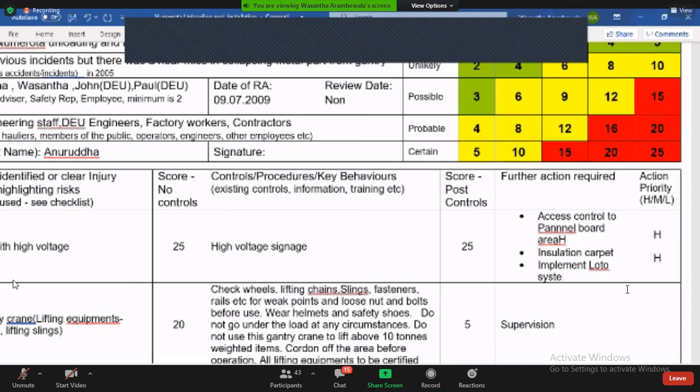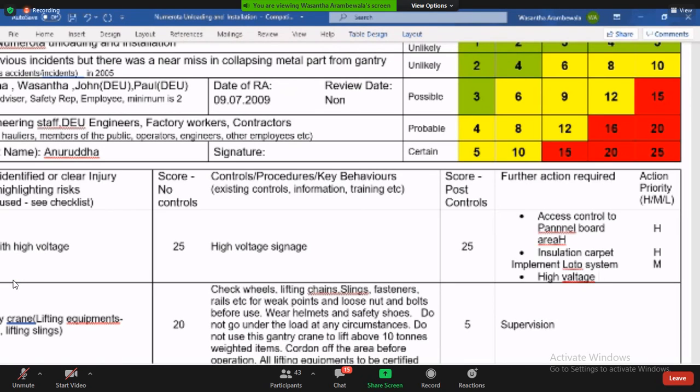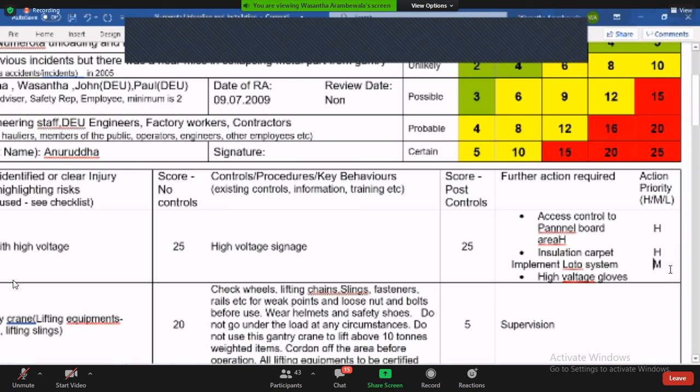Yeah, that's a good point. Lotto system, we can say medium priority. PPE, high voltage gloves. Then we say high. Frequency high. Then those are the actions you have to take.